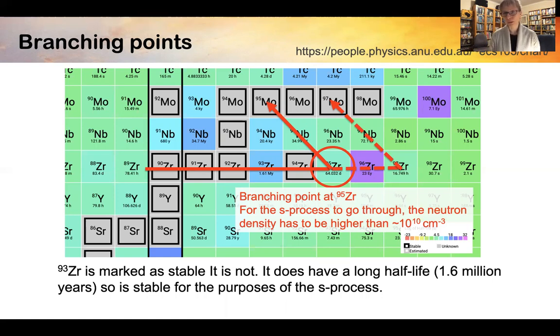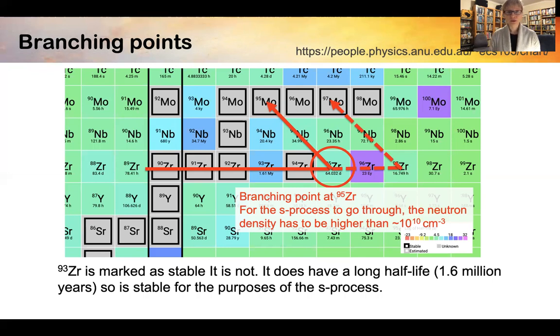So we say that zirconium-95 is a branching point. If you have a high enough neutron density, you can bypass this branching point, and then the probability of neutron capture starts to overrule the probability of beta decay. That turns out to be about maybe 10 to the 10 neutrons per cubic centimetre. So there are some stars that have s-process-like conditions that can make zirconium-96.